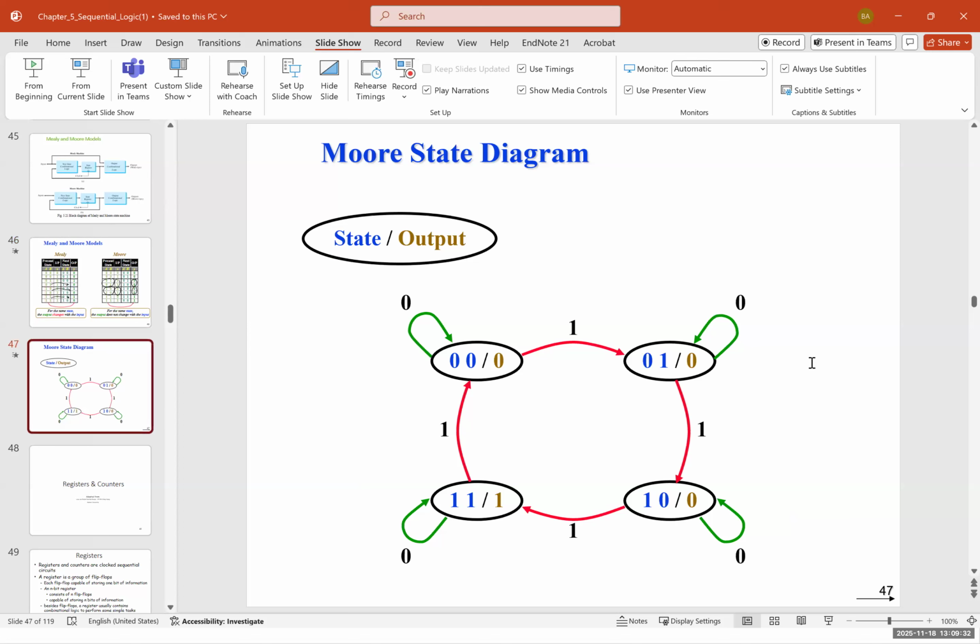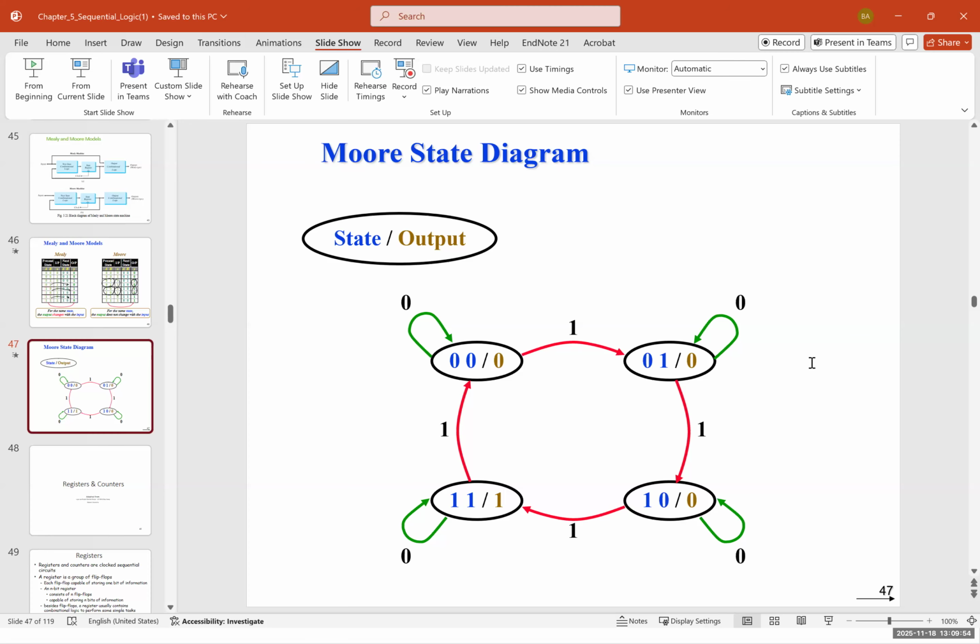Now, the Moore state diagram looks like this. We have the state and we have the outputs. By the way, I have to update your PowerPoints on the website as well, because in that one I haven't added the registers, but here I added the registers and counters as well.